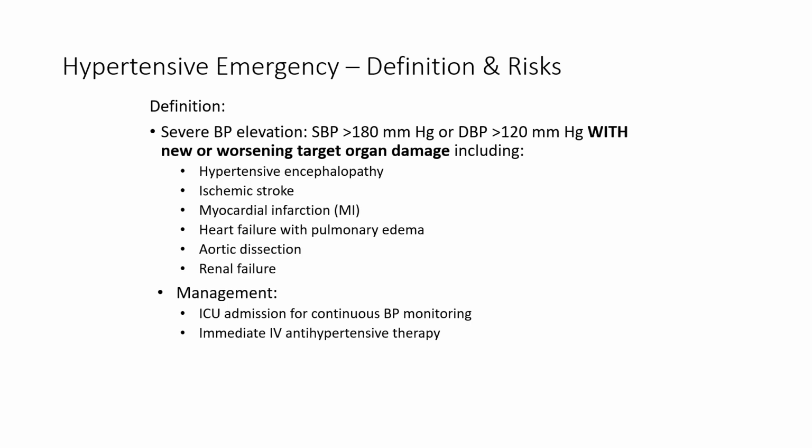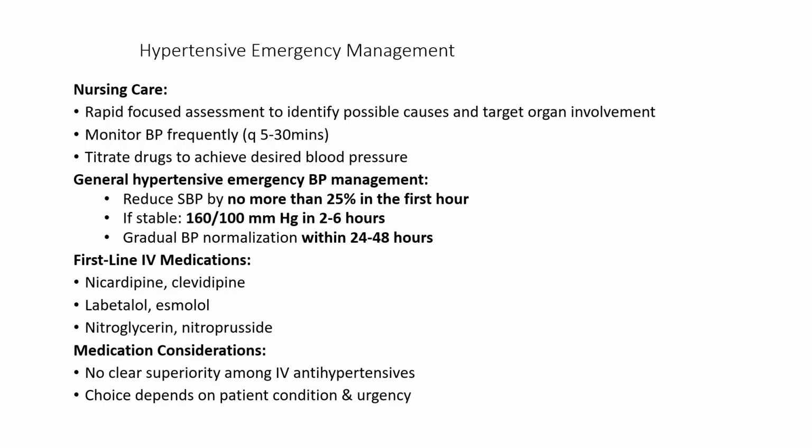And then renal failure. Management of these patients is going to include ICU admission because these patients are going to be very hypertensive. They're going to need continuous blood pressure monitoring and close care. These are treated with immediate IV antihypertensive therapy. Nursing care, you want to provide a rapid focused assessment to identify possible causes and any target organ involvement. Monitor blood pressure frequently, anywhere from 5 to 30 minutes. Then you're going to titrate the IV antihypertensive drugs to get the desired blood pressure.